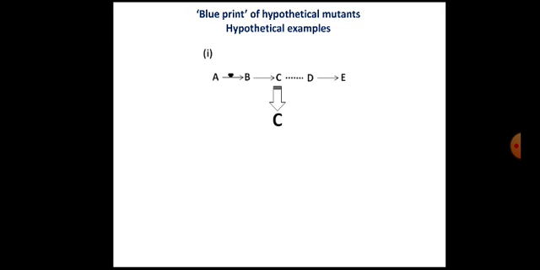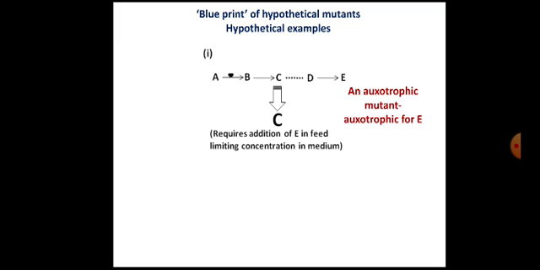At the same time, this organism will be called an auxotrophic mutant. Why? Because now it is not able to synthesize E. E is a growth factor. So the organism will be auxotrophic for E.